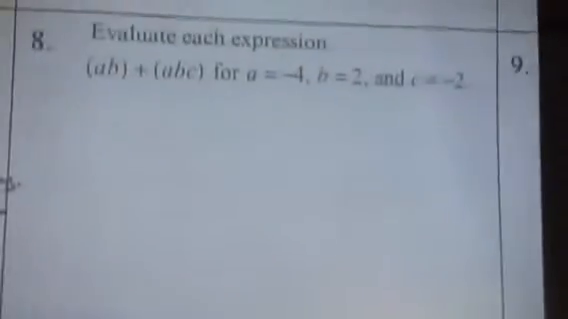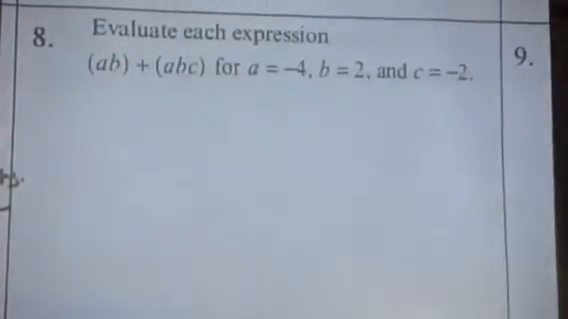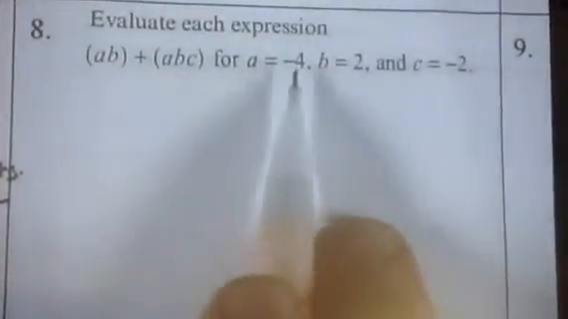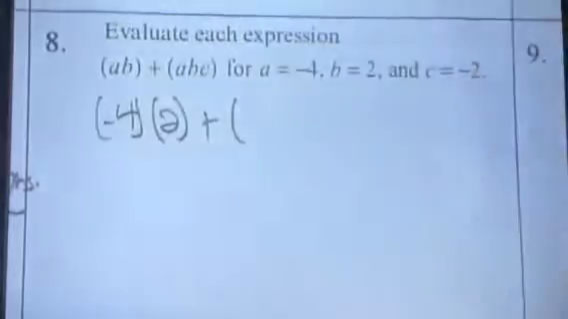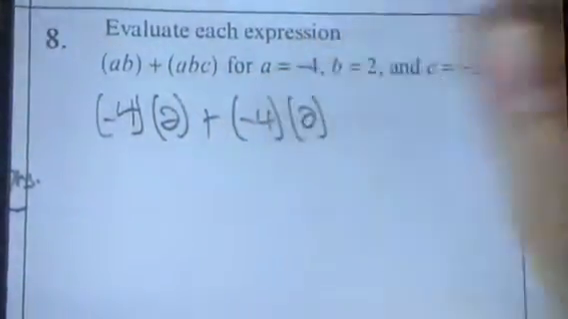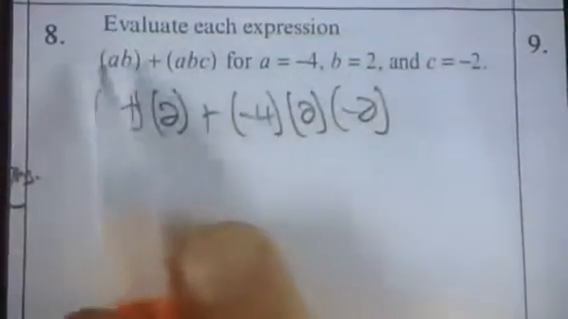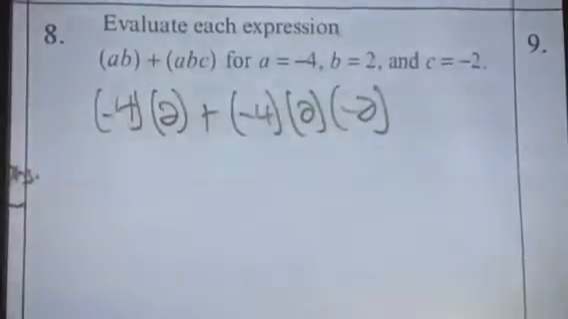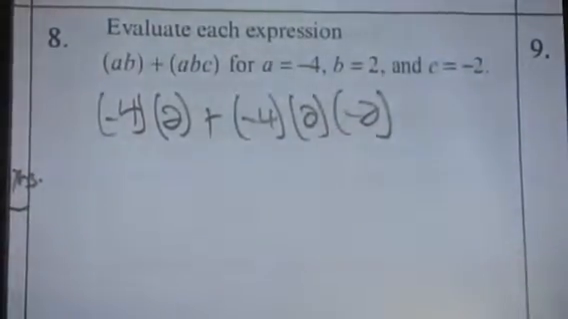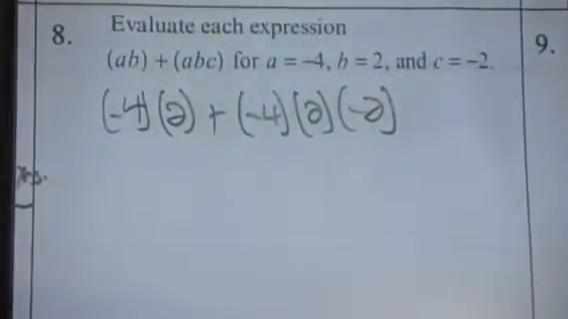This says evaluate each expression, so all I've got to do in order to evaluate that is to plug in or substitute. Everywhere I see an A, I replace it with -4. Everywhere I see a B, I replace it with 2. Everywhere I see an A, -4, B, 2, and -2. All I'm doing is plugging in these values. I plugged in -4 for A, plugged in 2 for B. And then if those values are written right next to each other, I know that means multiplication. So I'm multiplying. I've got multiplication and addition.